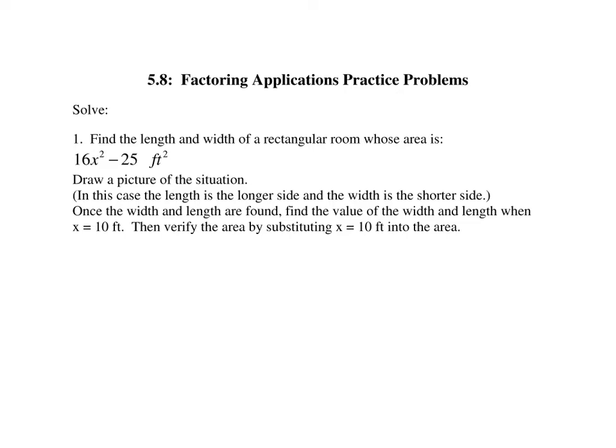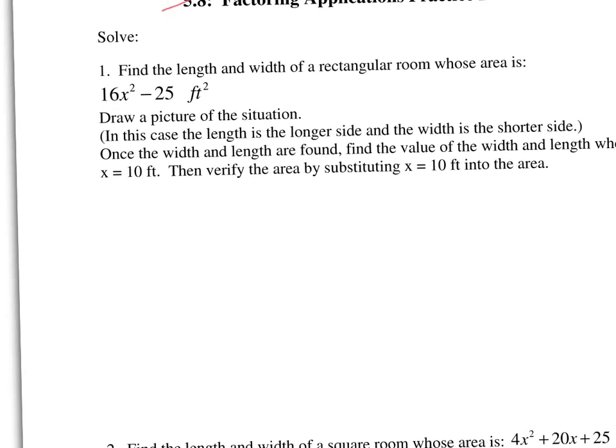All right, this is more practice problems for factoring applications. This says 5.8, but in the newest book, this is section 5.7, factoring practice. The first question says find the length and width of a rectangular room. So these questions are just like the ones in the lecture lesson.